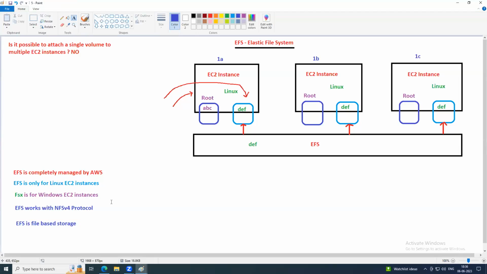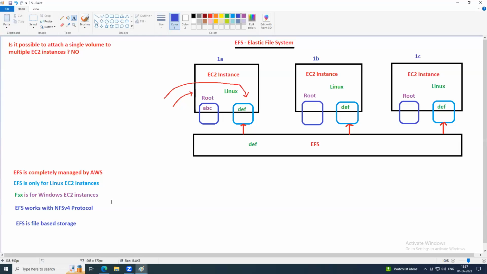You got it? Okay, question for you. I want to have a shared storage on EC2 instances. Which concept will you apply? EFS. What is the full form of EFS? Elastic File System. So EFS is for which type of operating systems? Linux. I need responses, guys. Linux. Very good.